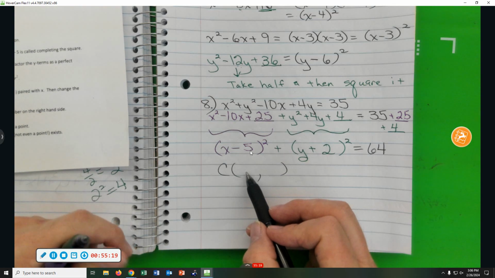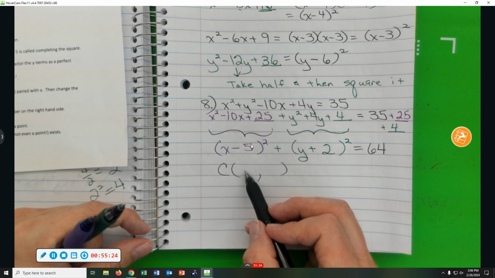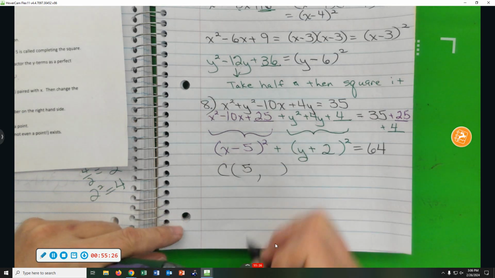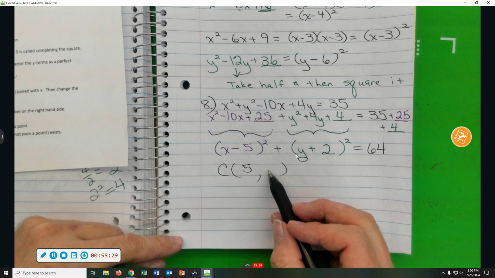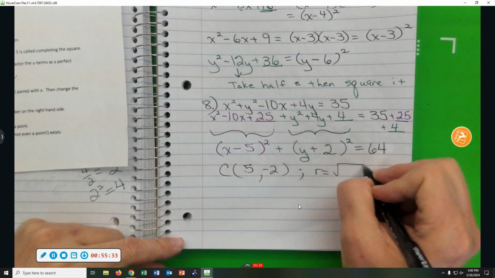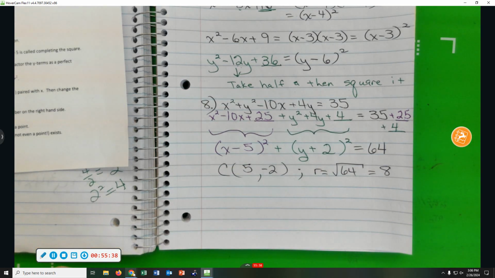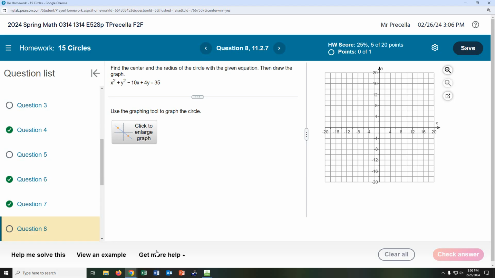What's the x coordinate of the center? 5. Change sign. The y coordinate of the center? -2. The radius? 8. You took the square root of 64, which is 8. So 5, -2. We did that work so that we know the center and the radius, so we can draw the graph. They don't ask us to type in the center and radius, so what was it? 5, -2 is the center.